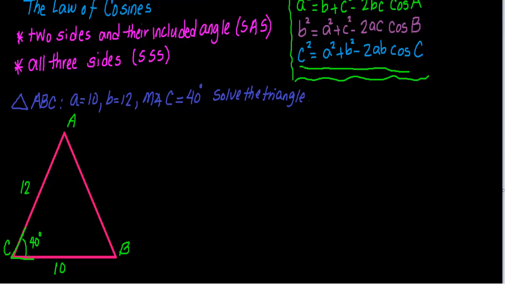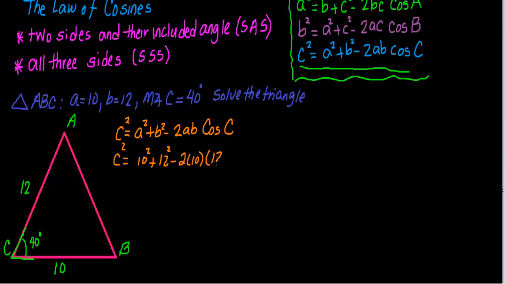Okay, let's do that. I'm going to use c squared is equal to a squared plus b squared minus 2ab cosine of C. Let's fill in. c squared is equal to, what's a? a is 10 squared. Plus b, what's b? 12 squared. Minus 2 times 10 times 12 cosine of angle C, which is 40.